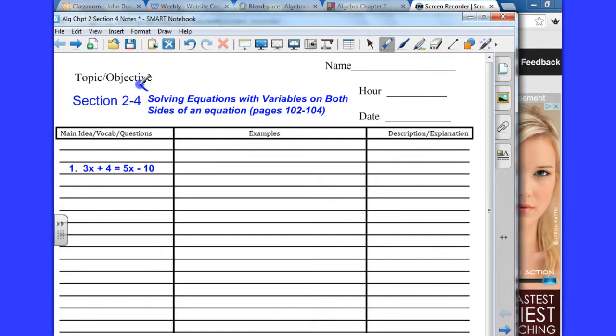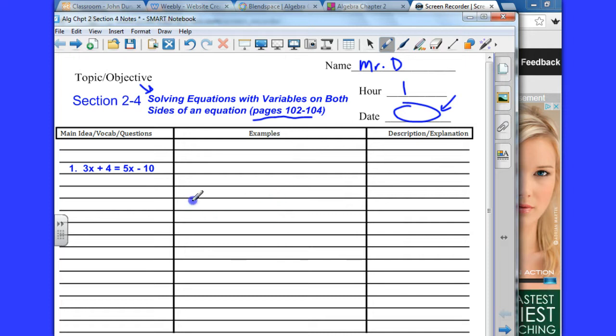If you would, please begin by writing down the objective here: solving equations with variables on both sides of an equation. You can find help on pages 102 and 104 in your book. Also, if you have not yet written your name on your paper, please do that. The hour is good, and the date is very important to put on here, because you will be organizing your notes by date to keep things organized and simple for you.